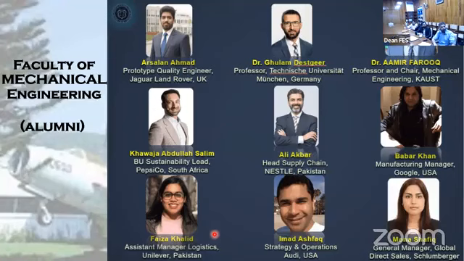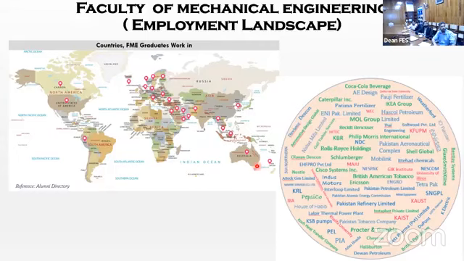So whether Unilever or Audi or Nestle or PepsiCo or Land Rover, our students have been able to make a mark for themselves, both nationally and internationally. This also shows the geolocation of the graduates of mechanical engineering, and you can see almost all of Europe, North America, Australia, as well as locally, nationally as well. They are contributing in the area of mechanical engineering.